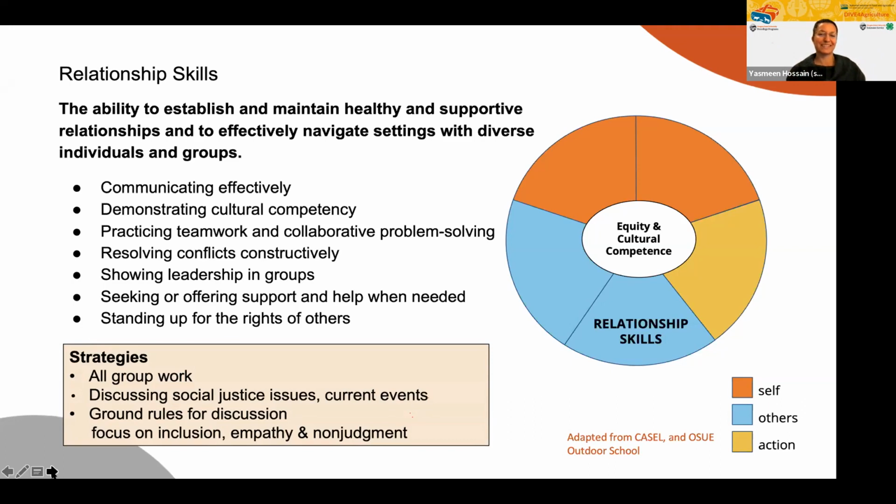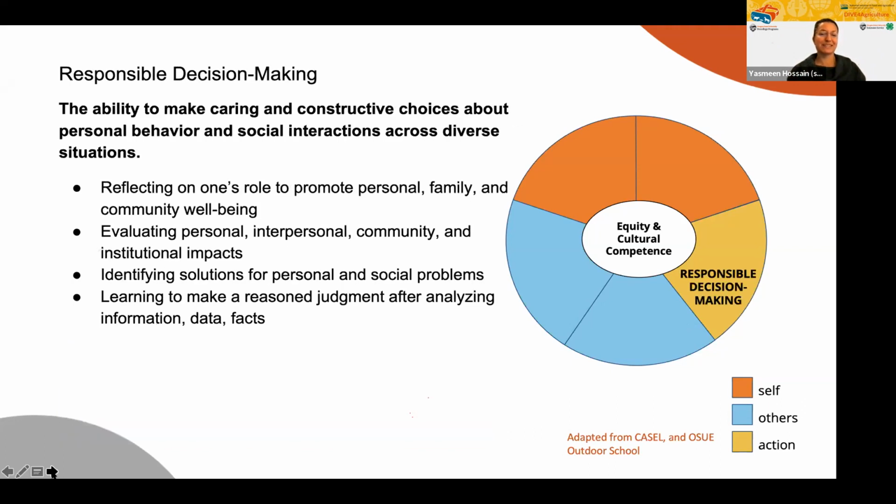So the very last one is about the action. So, let's take action, which is the responsible decision making. And this one is about making caring and constructive choices about personal behavior and social interactions. So reflecting on one's role to promote well-being, evaluating personal, interpersonal, community, and institutional impacts, identifying solutions to problems, and learning to make reasoned judgment after analyzing information, data, and facts. And one more click, please.